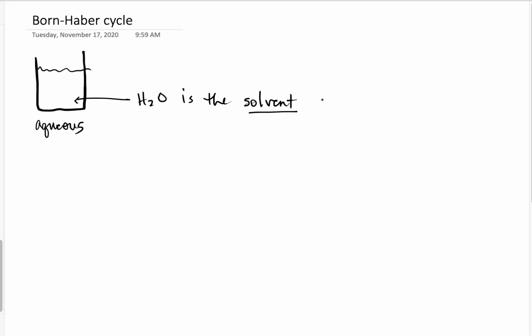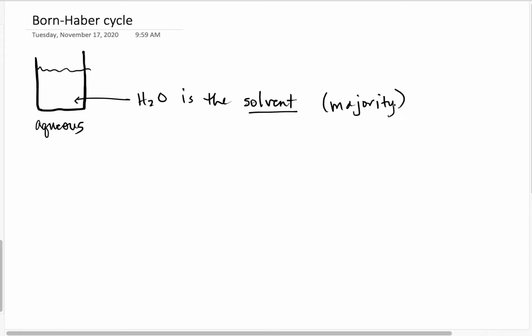And the solvent is what's doing the dissolving. It's the majority component. So then the stuff we put into the solution that we then are going to dissolve is our solute. And it's the minority component.